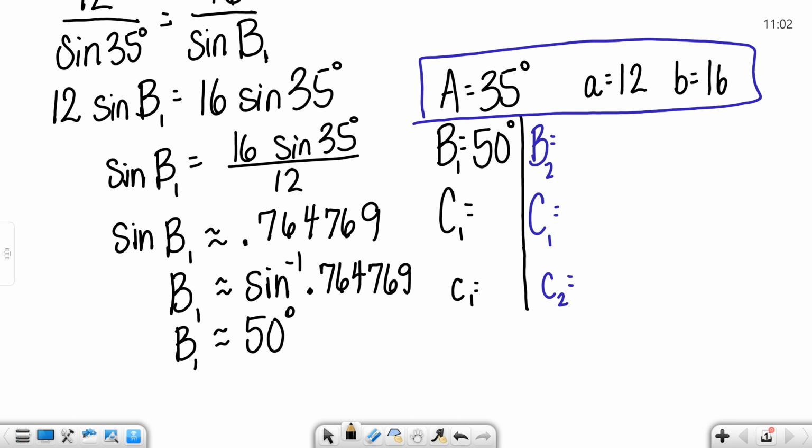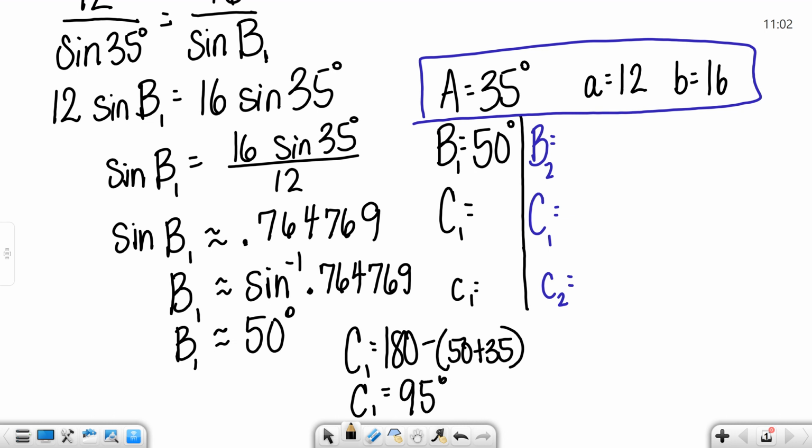If I know that A is 35 and B is 50, I can find this other angle C1. C1 will be 180 minus, go ahead and add the 50 and 35, 85. So C1 is going to be equal to 95 degrees, because these three angles have to add up to be 180. So 95 goes right here.